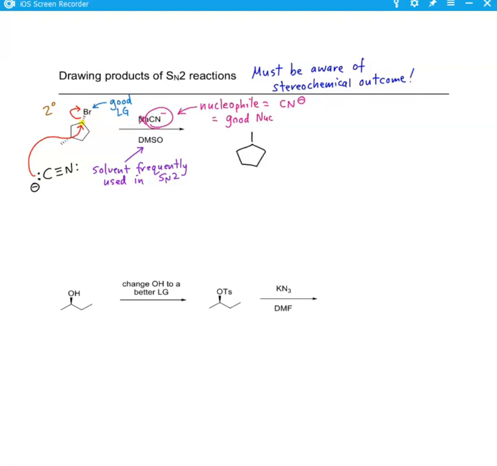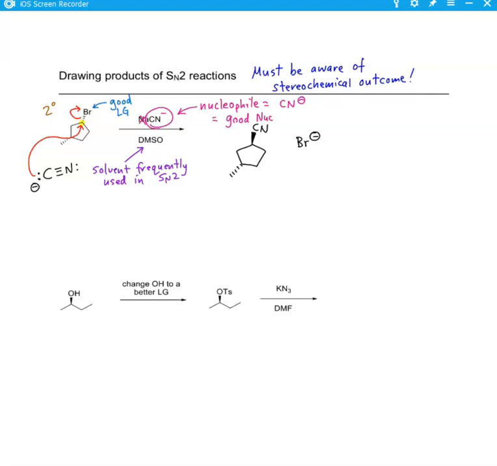And so when you draw the product, you're going to draw the cyanide, or the nitrile group, with a wedge, because it came in from the front face, or the front side, I should say. And then the methyl group on the lower left was not involved in the reaction, so nothing happens to its stereochemistry. And of course you have your bromide ion hanging around there as well.